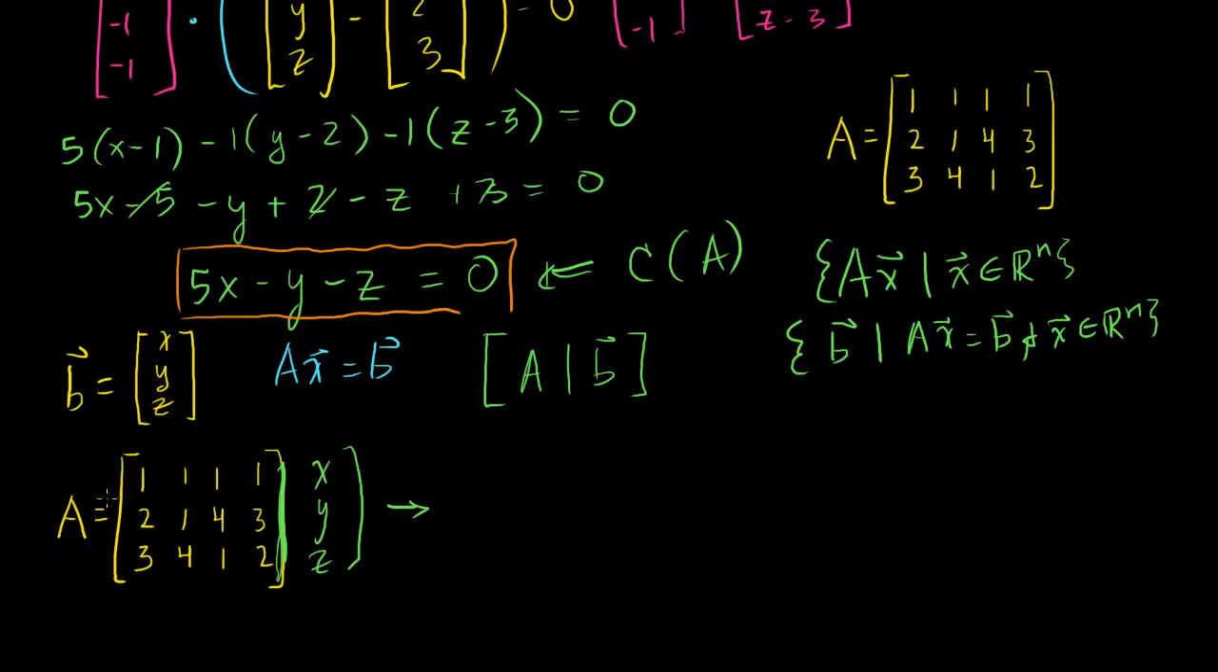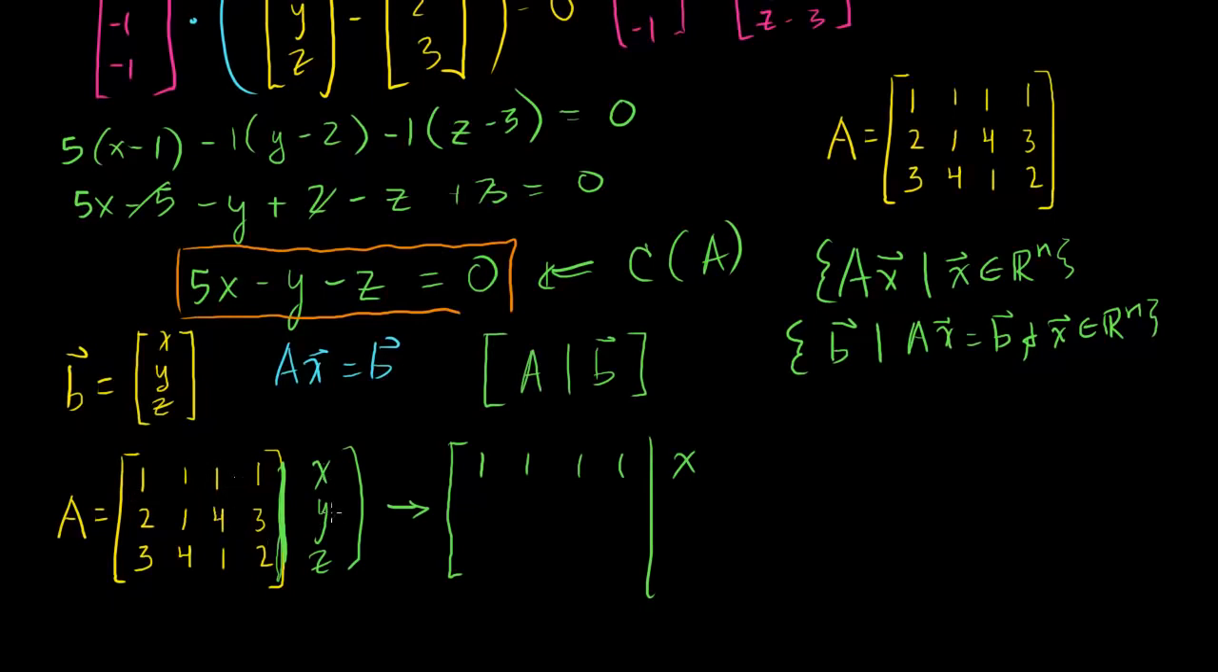So what do I get? The first thing I want to do, and we've done this exercise before, is keep my first row the same. 1, 1, 1, 1, and I get an x. And let's replace our second row with the second row minus the first row. Or let me say the second row minus 2 times the, actually let me do it this way. Let me replace the second row with 2 times the first row minus the second row.